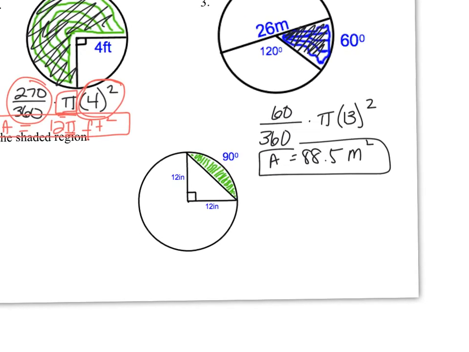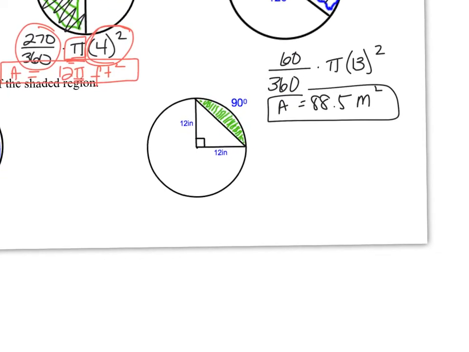So go ahead and let's do this next one. My advice is when you have a problem like this, let's shade in what I don't want. So I don't want this triangle. So what if I shade in the triangle? Now notice this right here is a sector. So if I find the area of the sector and I subtract the area of the triangle, I'm going to be left with what's shaded in green.